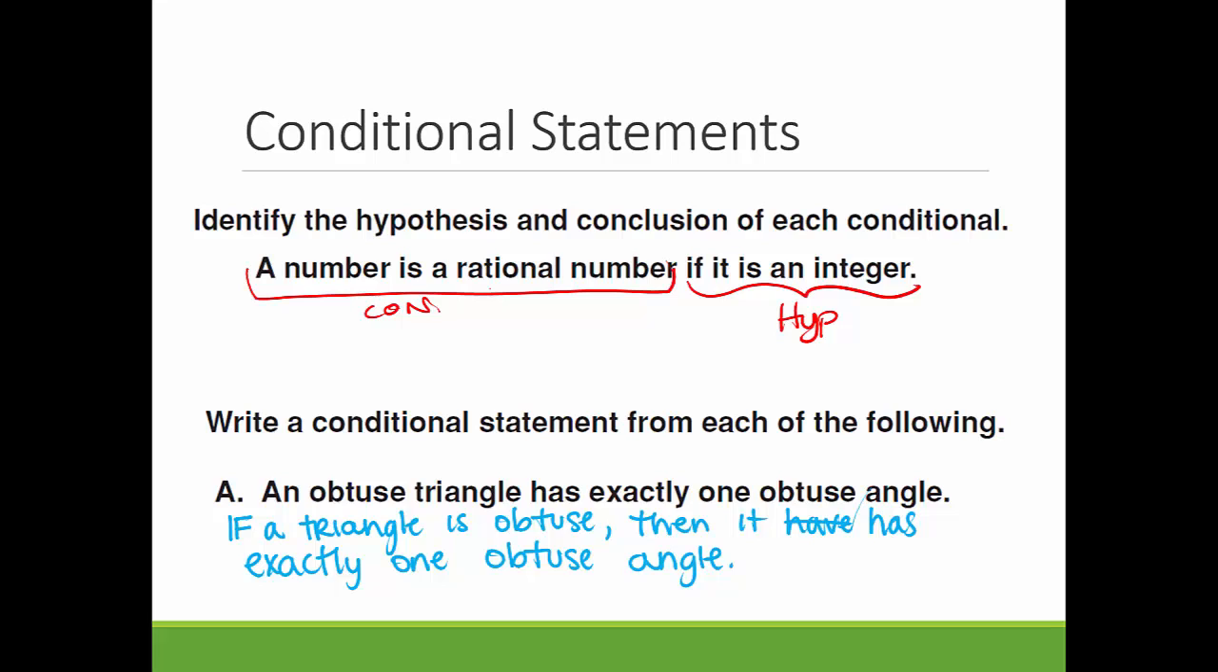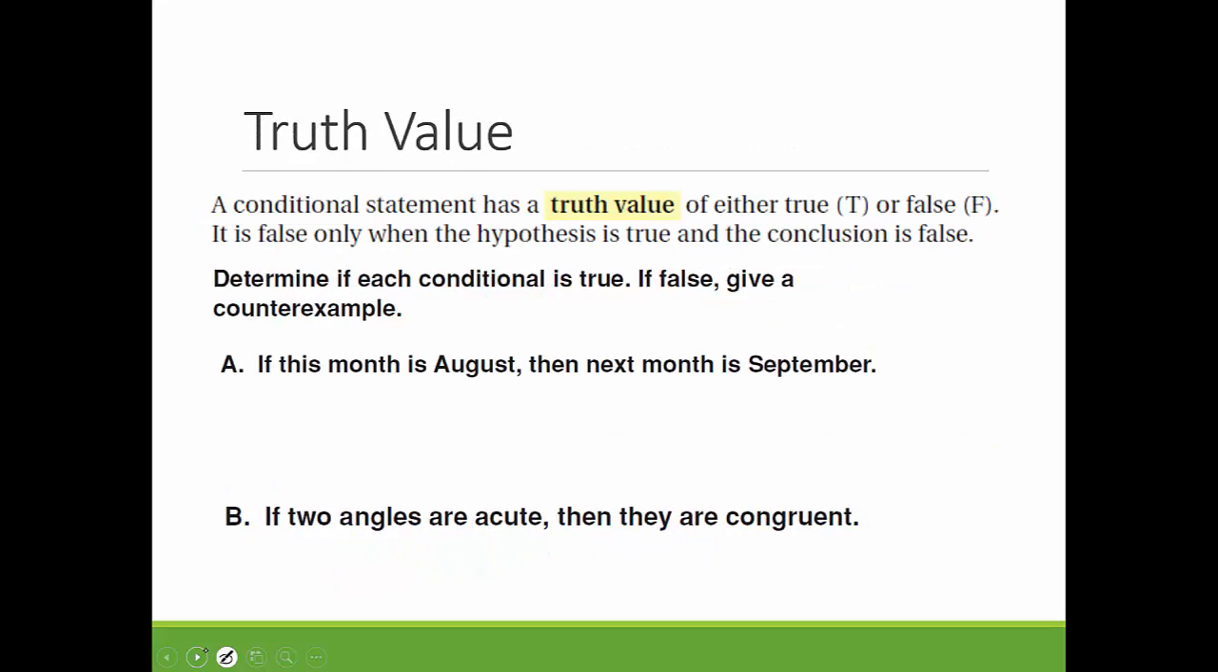So you take the information that they're giving you and you turn it into a hypothesis. If it rains today, if this happens, if your triangle is obtuse, then it has to have exactly one obtuse angle. And we're going to do a bunch of examples with these in class so you can get some more practice. But every conditional statement has something called a truth value. That's stating if something is true or false. And it's false only when the hypothesis is true and your conclusion is false. So your hypothesis has to be something true. It has to be a true statement.